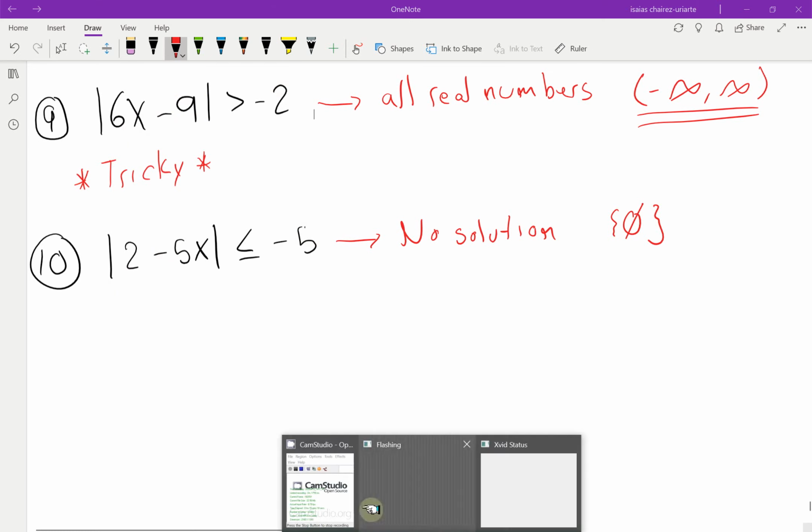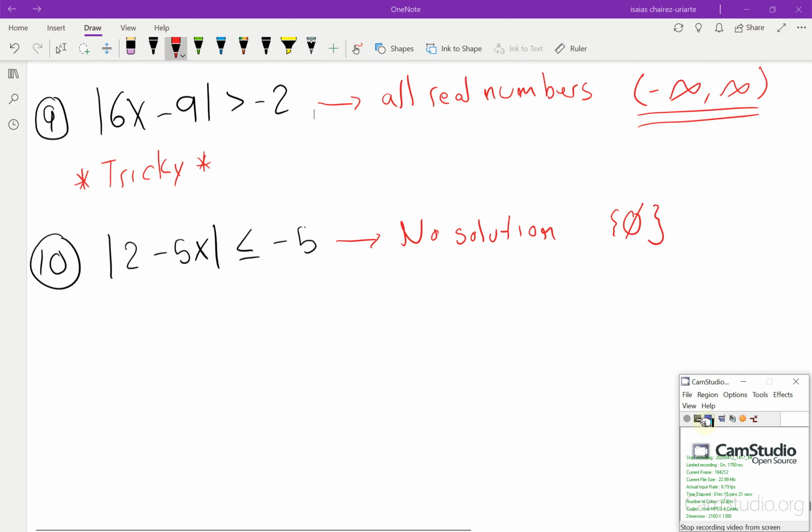Okay, so that's it for absolute value inequalities. And hopefully we agree on the answers if you worked out the answers ahead of time.